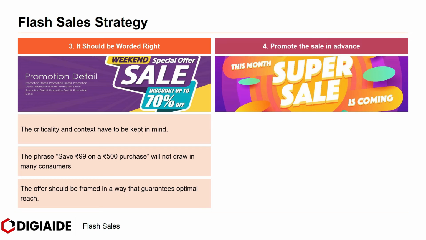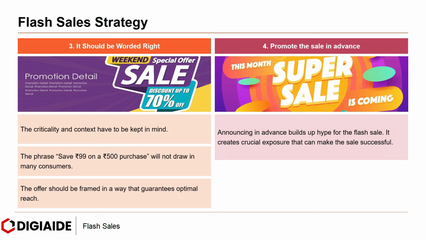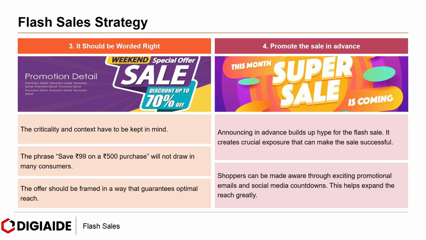Next, promote the sale in advance. Announcing in advance builds up hype for the flash sale. It creates crucial exposure that can make the sale successful. Shoppers can be made aware through exciting promotional emails and social media countdowns. This helps expand the reach greatly.